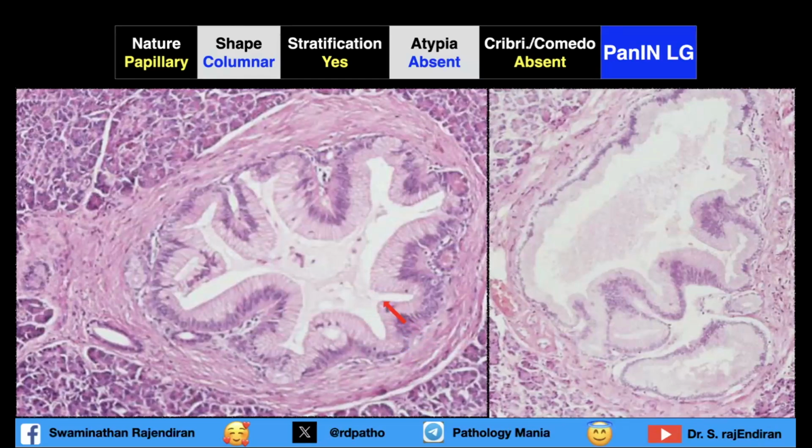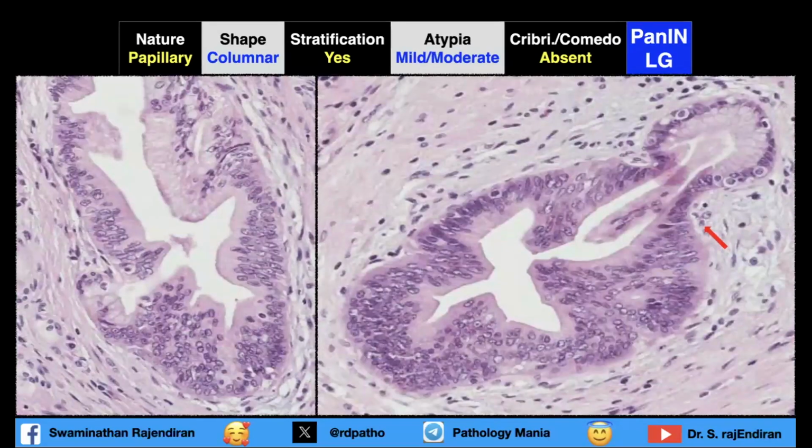Unfortunately, many books are not mentioning that. They think it is understandable. Because when it is a round nucleus, you can't draw a line along the long axis. There is no long axis for the round nucleus. So this is also low-grade, columnar cells thrown into mild papillary folds. Stratification is there, and the nuclei are confined to the middle one-third of the cells.